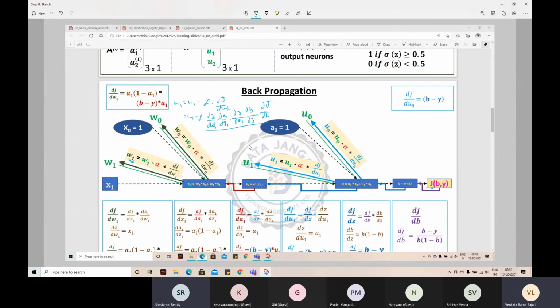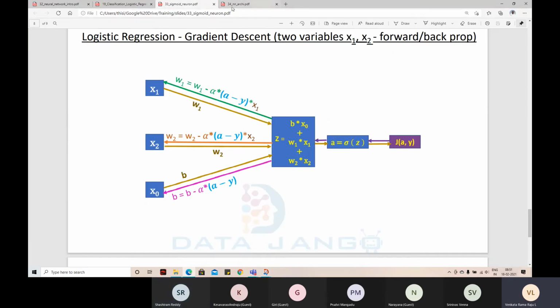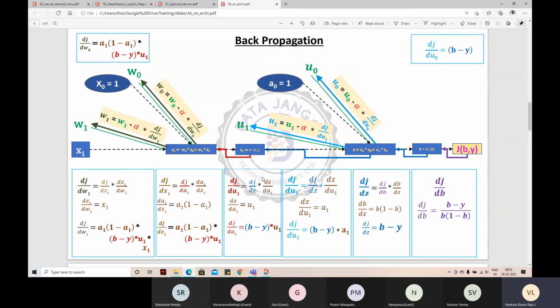Okay, the chain rule. I'll repeat it. I'll just take the new slide and try. Don't look at all these calculations. Once you understand the concept, you look at the calculations, you will understand.